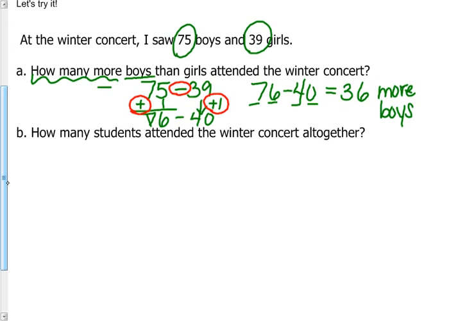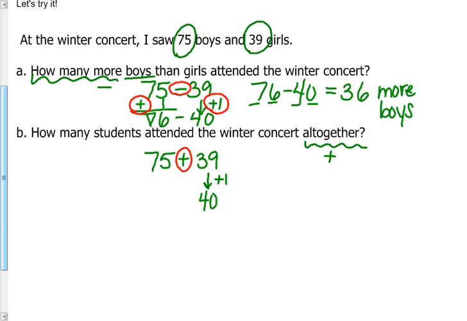Now when we are adding, it's a little bit different, so pay close attention. Now we still have 75 and 39 as our two numbers. This time, it says how many students attended the winter concert altogether. Altogether tells us to add. So my new number sentence is 75 plus 39. Now in this case, we are adding. Okay, so let's keep that in mind and why and how we keep it balanced. 39 still goes up to 40, because that's the closest multiple of 10, and we added 1.